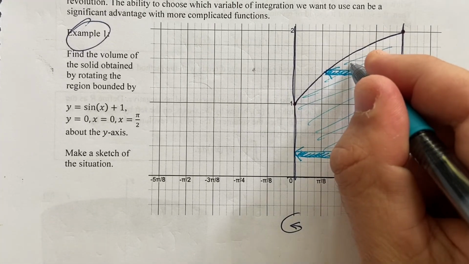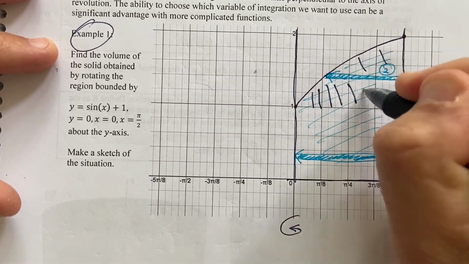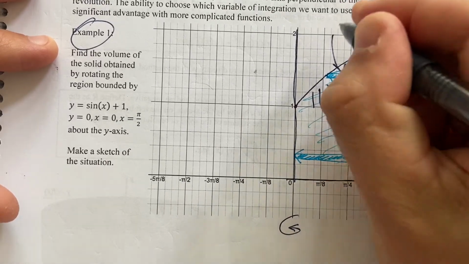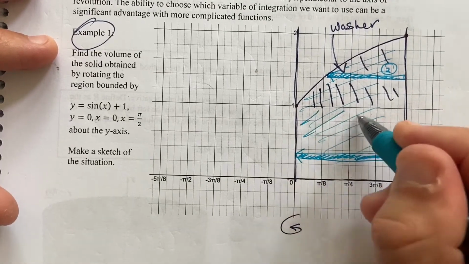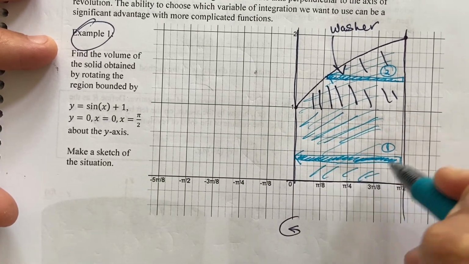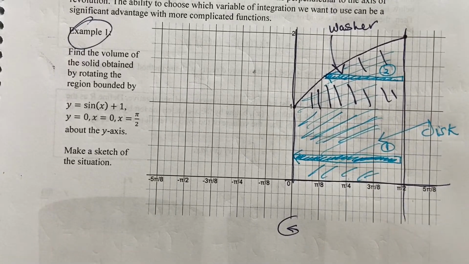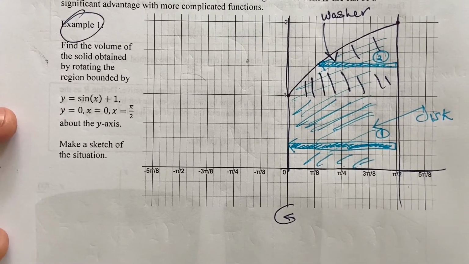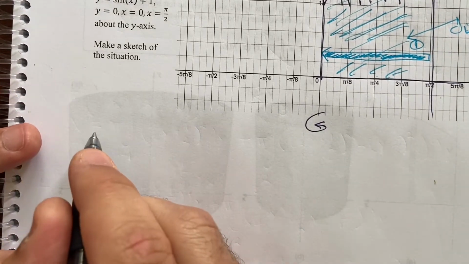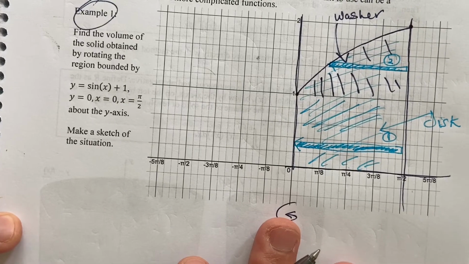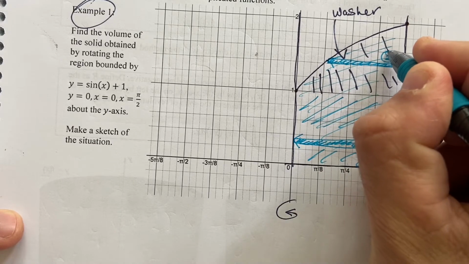So this region here would require washer. And then this region here, if you can tell what I'm shading there, would be disk. So you'd actually need two different methods to figure out this volume. So let me write it out. I'll call this my section 1, this will be my section 2.